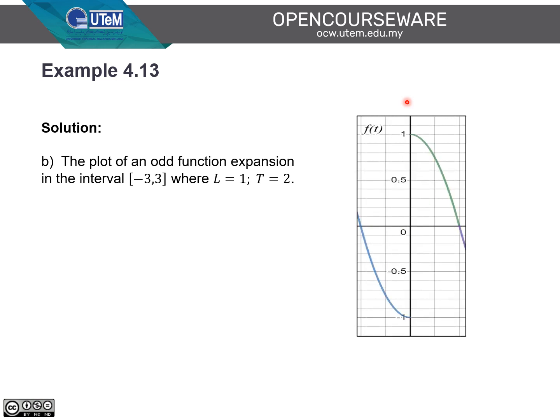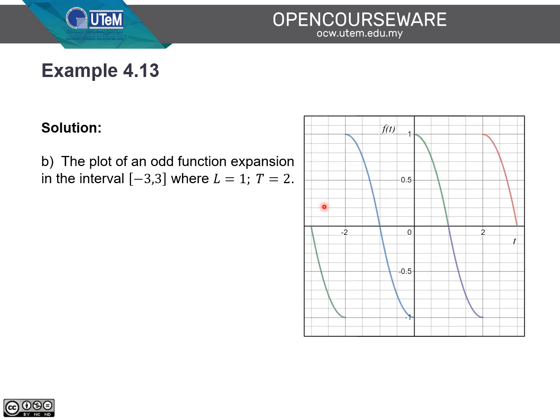Here is the plot of the half-range function from 0 to 1, and the expansion into an odd function must be symmetric about the origin. Therefore, this is how the function looks like. Then the next step is we just need to expand the plot within the interval minus 3 to 3 by repeating the plot identically.